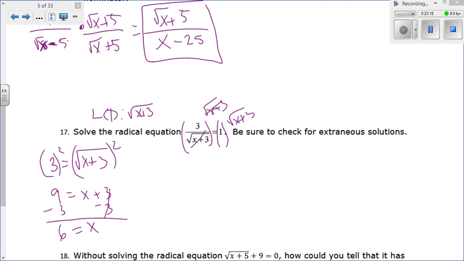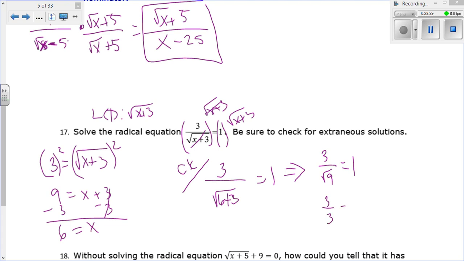And then we need to check. So I have 3 over the square root of 6 plus 3 equals 1. So I will have 3 over the square root of 9 equals 1, which will then be 3 over 3, which equals 1, so 1 equals 1. Yay, it works! So my answer is 6.